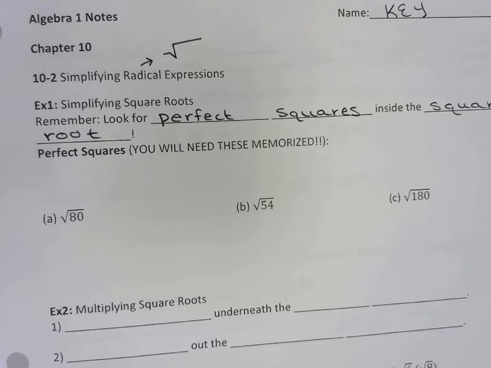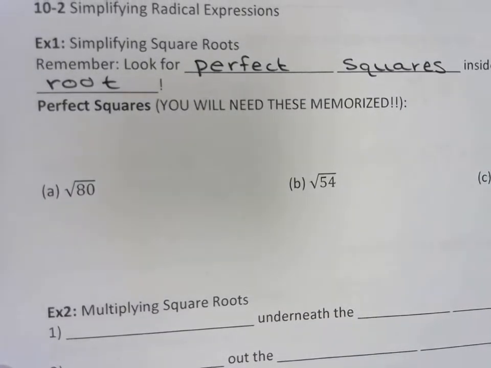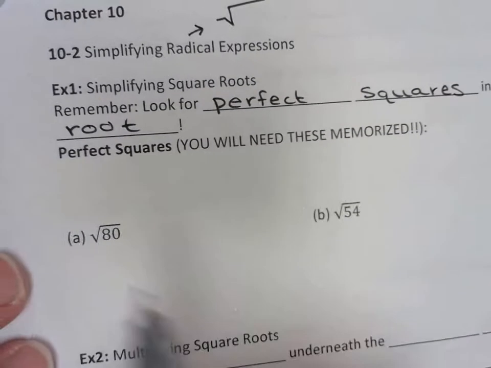And the reason we want to do that is because, like we talked about on the warm-ups, I can take the square root of perfect squares. I know the square root of 9 is 3. I know the square root of 25 is 5. So we want to look for perfect squares underneath the square roots so I can actually take the square root of it and get a number. Okay, perfect squares. You will need to have these memorized like we talked about on the warm-ups.